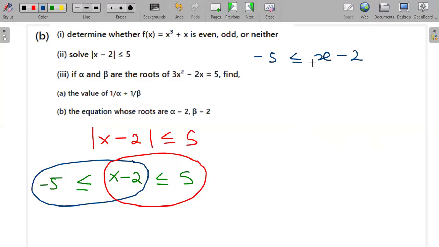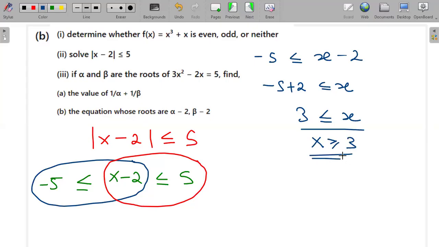So we can say minus 5. This minus 2 goes to the other side, so it's plus 2 less than or equal to x. Okay, so this means minus 5 plus 2, that is 3, less than or equal to what? To x. Or you can write this as x is greater than or equal to what? To 3. So this here will be the first set of answers for your x.